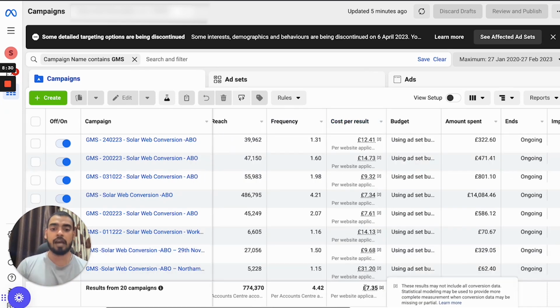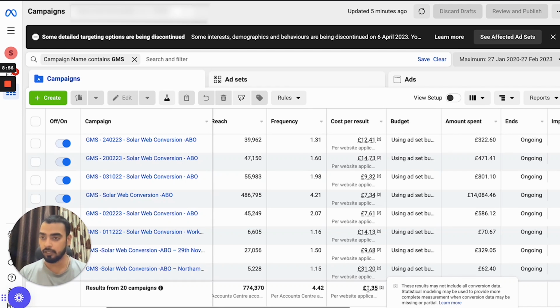Then we have the cost per result. I would say cost per result is very good. We have £7.35 cost per result, which I would say is good, because when we started out, we were getting a cost of 18-20 pounds per lead. But as we progressed, we were able to optimize, use new creatives, use new headlines, and use different tactics to lower it down.